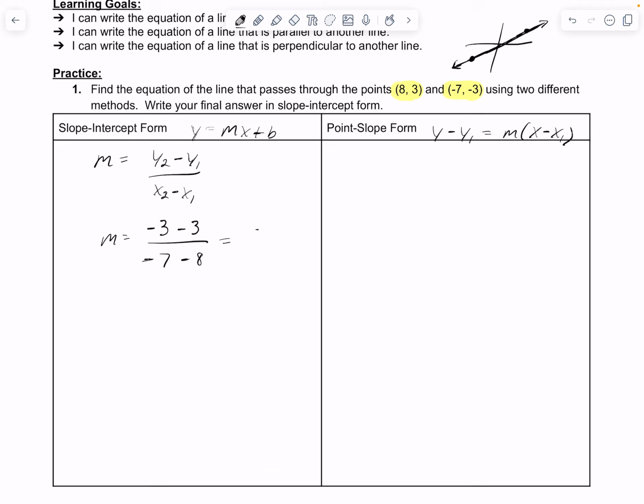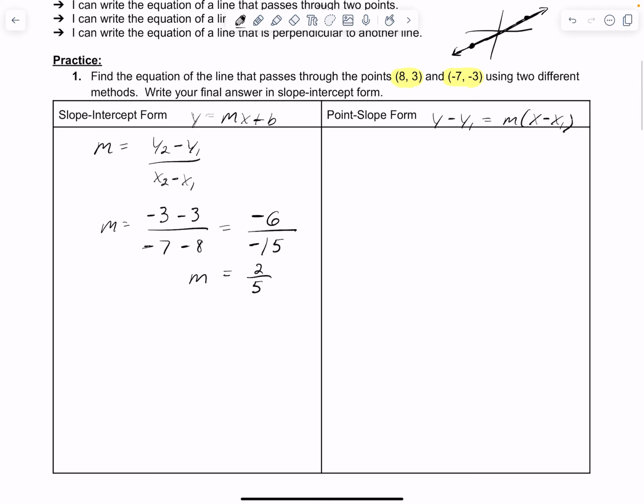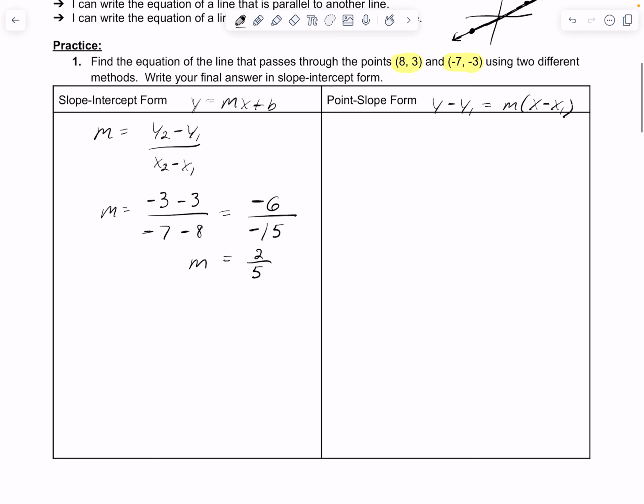-3 minus 3 is -6, and -7 minus 8 is -15. Right? If you reduce that, that's going to give you a positive, and both of these numbers can divide by 3 to give you 2/5. All right? So now this is the slope. With using just slope-intercept form, I'm going to write down slope-intercept form. So y equals mx plus b. I'm going to replace that m slope with 2/5.